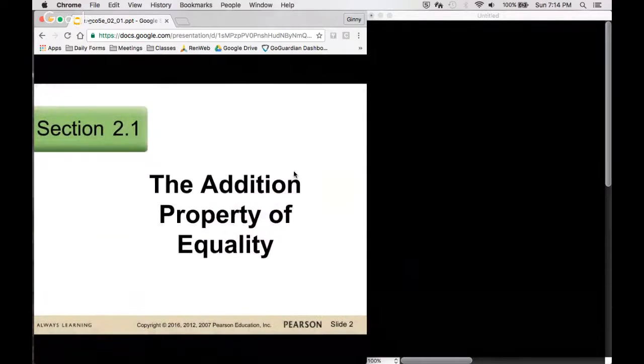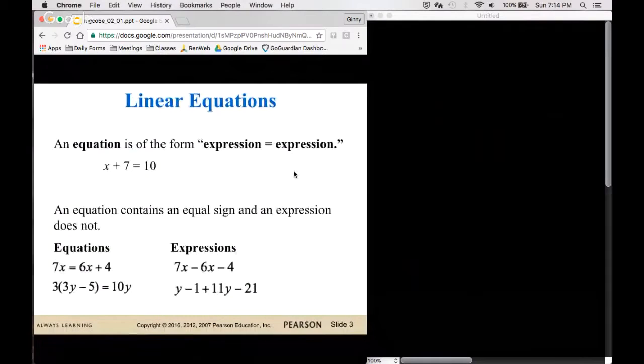All right, so this chapter gets you started with the properties of equality. The first one we're going to be looking at is the addition property of equality. And you can't really deal with properties of equality unless you can concretely define what an equation is. An equation is, I've said this before, anything that contains an equal sign. Expressions are not equalities. So right here on the left are some examples of what an equation would be.